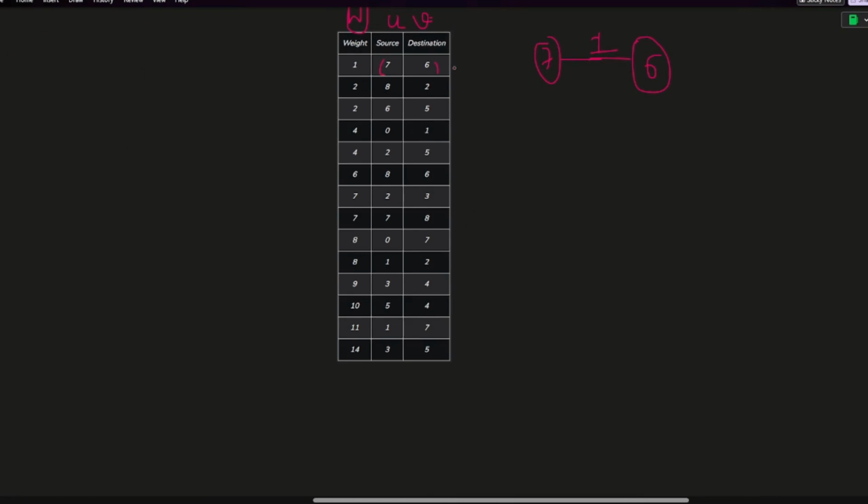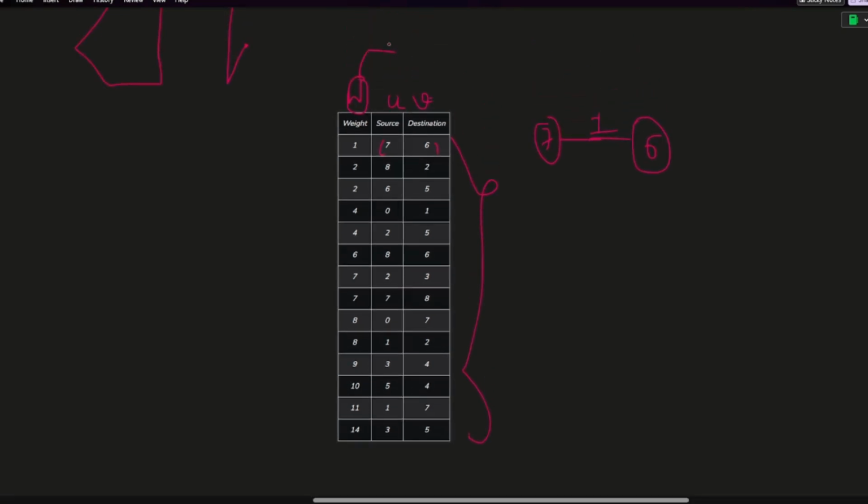You basically have to list all of these edges and then perform a sorting operation not based on their source nor on their destination, but rather on the weight. By weight we actually mean distance.